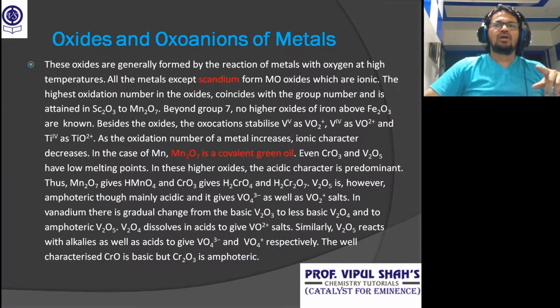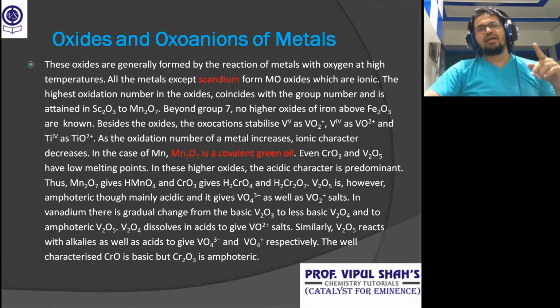Second part, what are oxoanions? They are basically the anions with oxygen atoms. Those are called the oxoanions. So have a look at it. It says all react with oxygen at high temperature. All metals except scandium form their MO oxides, which are ionic because these are mainly metals. So metal oxides are ionic.